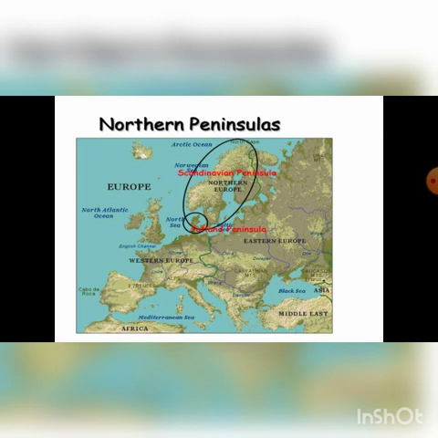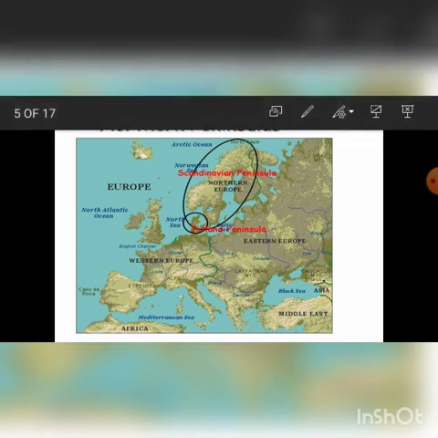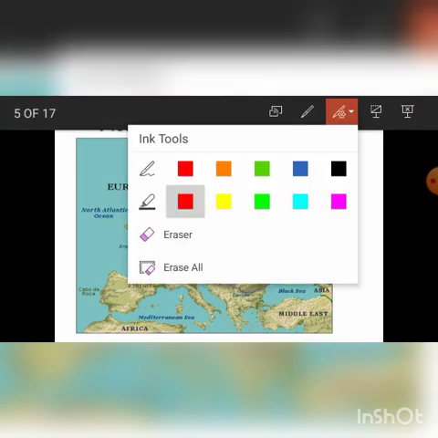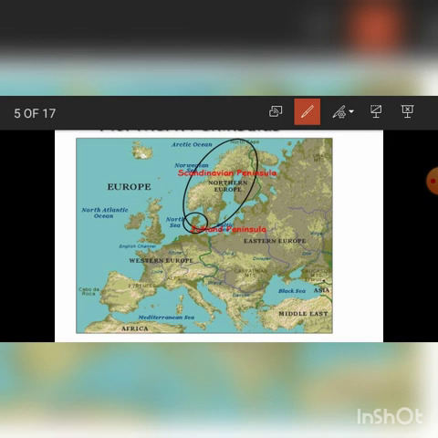Next important one is peninsulas, islands and bays. The sea coast of Europe is very jagged. In several places it appears that the sea has cut deep into the land, as in the case of the Baltic Sea. Italy is surrounded on three sides by the sea.